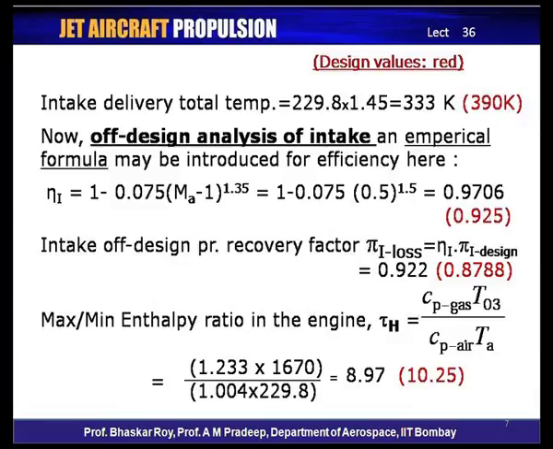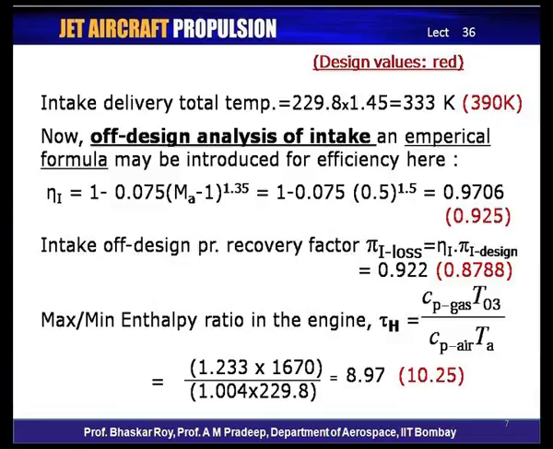The corresponding intake pressure recovery factor, which means how much of the ideal total pressure is recovered by this intake, can now be found out, and that would be intake efficiency eta I into pi design, which was given earlier. This tells us that the value could be 0.922, which is again higher than the design value, which was 0.8788. So, the pressure recovery at Mach 1.5 is better than that at Mach 2, which is expected since it is flying at a lower Mach number.